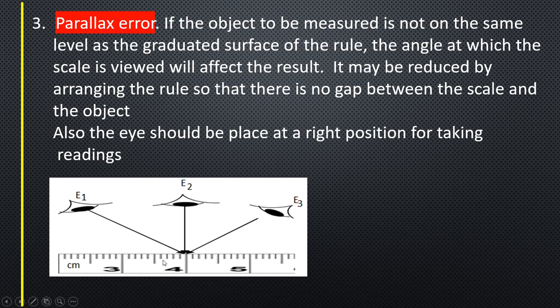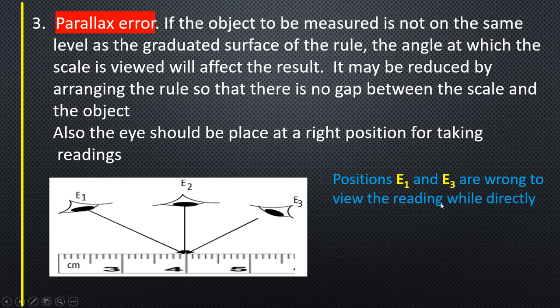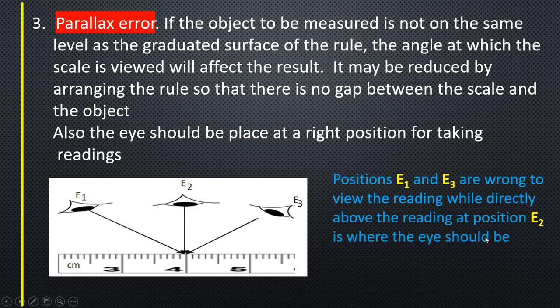So when you are going to take readings, positions E1 and E3 are wrong. You should view the reading from directly above. The eye should be placed directly above the point where you're going to take the reading, like in this illustration, and there you avoid the problem of parallax.